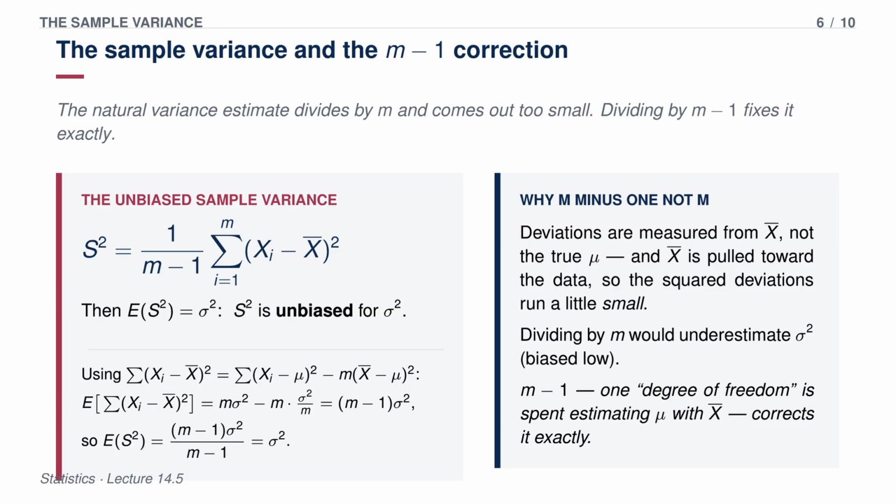But here's the intuition, which is the part worth keeping. We measure deviations from x bar, not from the true mu, and x bar is pulled toward our own data, so those squared deviations come out a touch too small. Divide by m and you'd underestimate sigma squared on average, biased low. Dividing by m minus 1, one degree of freedom spent estimating mu, bumps it up by exactly the right amount.